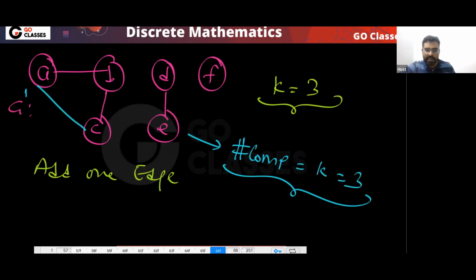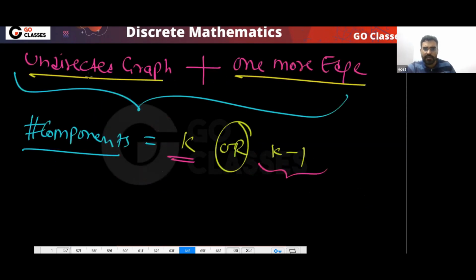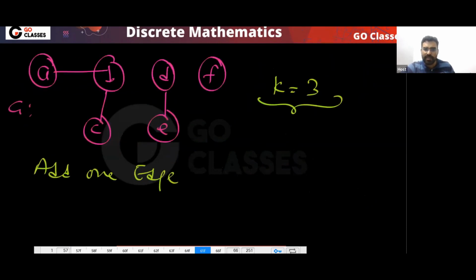If you add one edge, very simple: in an undirected graph, if you add one more edge between the existing vertices, then either the number of components will remain unchanged or it will reduce by exactly 1. Either this will happen or this will happen.